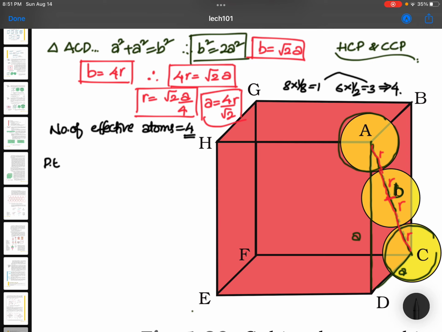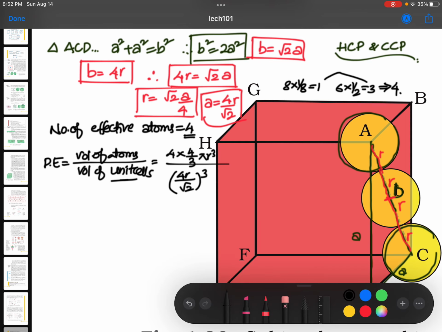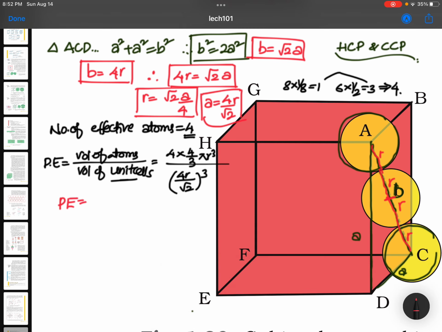So packing efficiency is equal to volume of atoms by total volume, volume of unit cell. Volume of atom means 4 atoms are there, each atom 4 by 3 pi r cube, divided by volume of unit cell, that is A cube. A is equal to, we have written 4R by root 2, 4R by root 2 cube. If you simplify this, if you are solving this completely, you will be getting 0.74 or 74%.